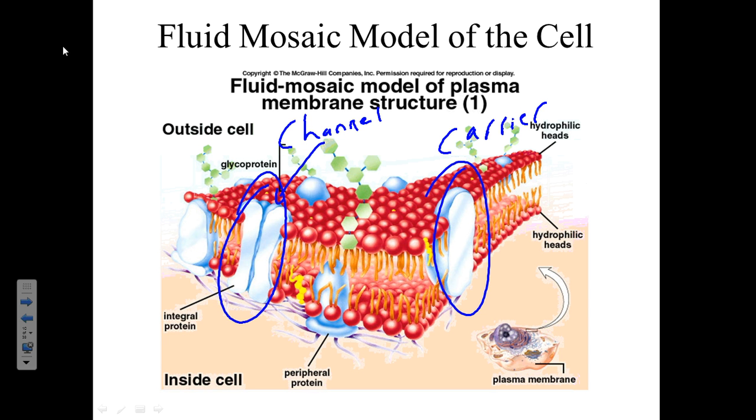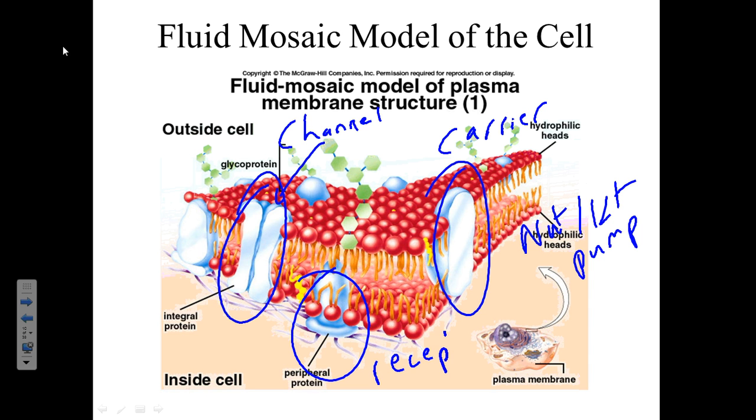What's the most famous one of those in your body? The sodium potassium pump, which is really important where? The nerves. Helping you to generate gradients in your nerves. We might also talk about these guys, which I'm going to call receptor proteins. And we know they're receivers for what? Ligands. Might be hormones, pheromones, neurotransmitters, all kinds of cell signal receivers.